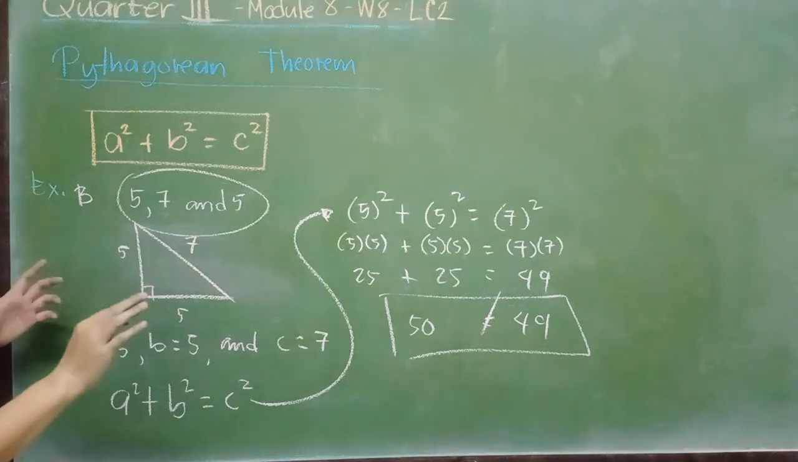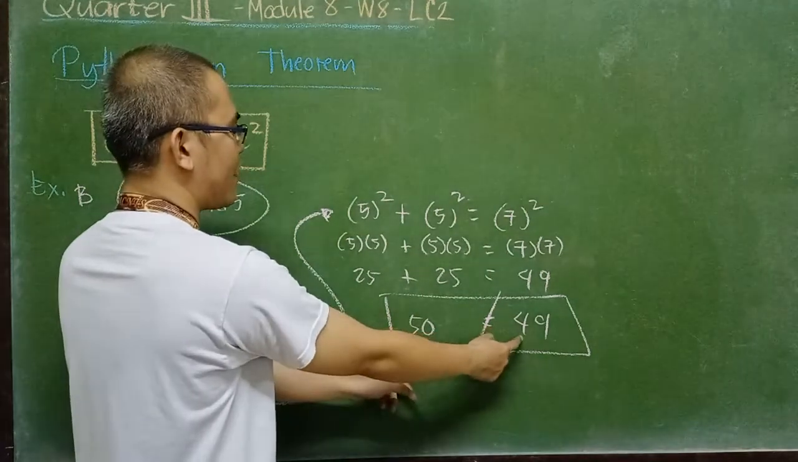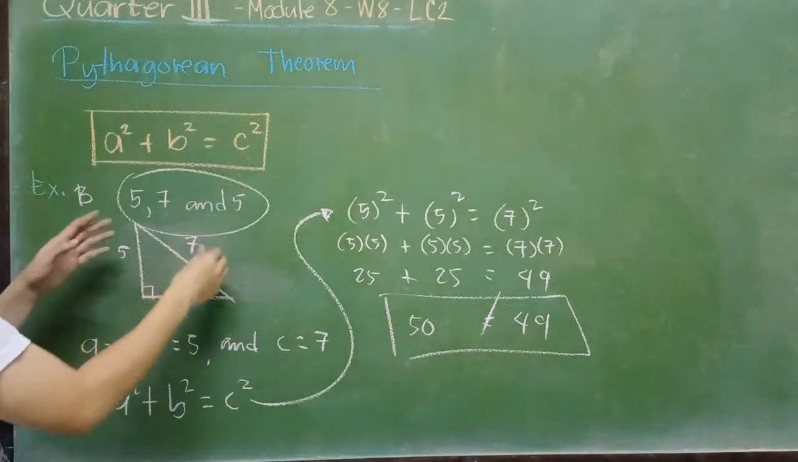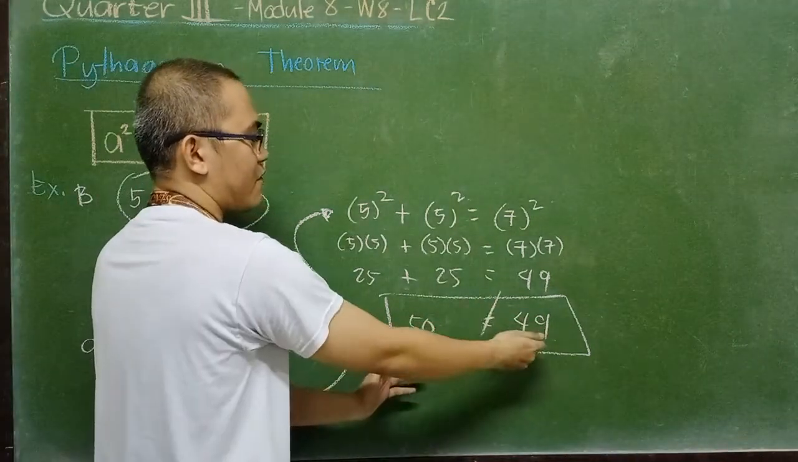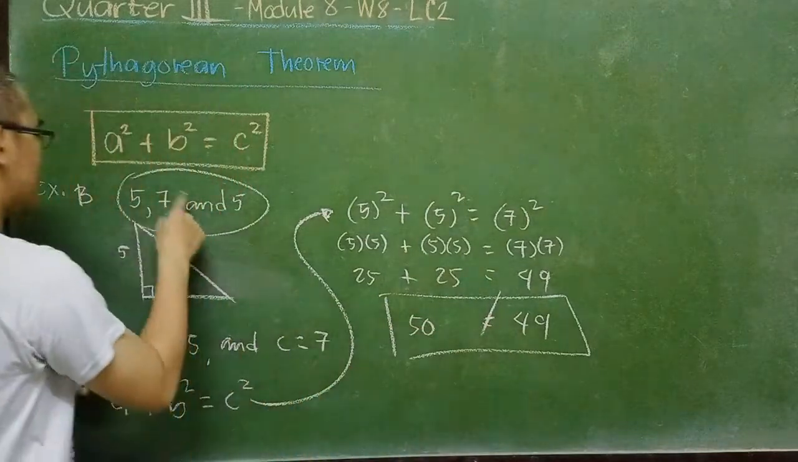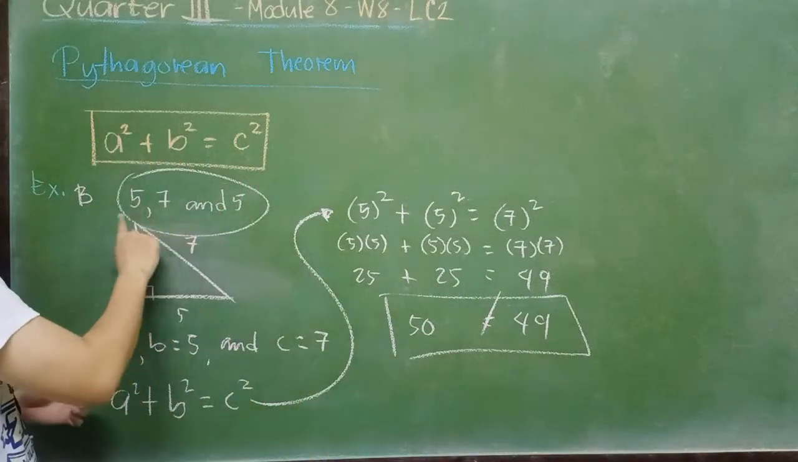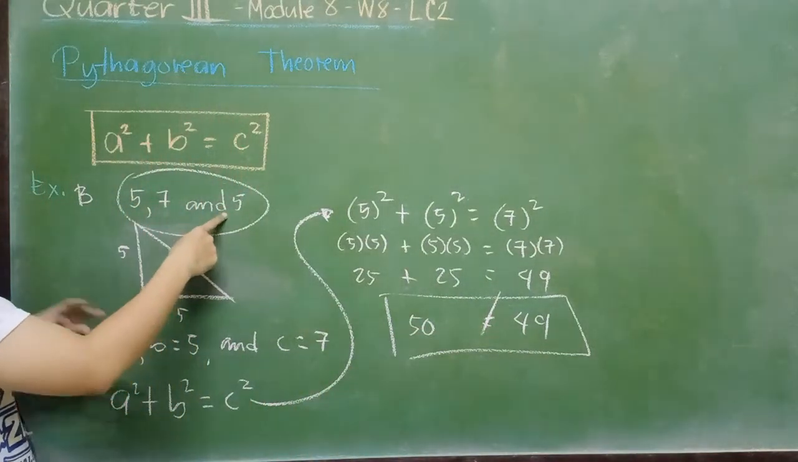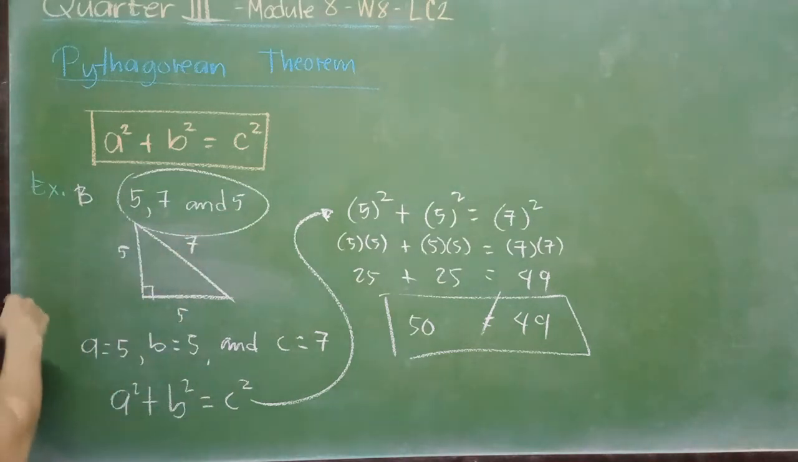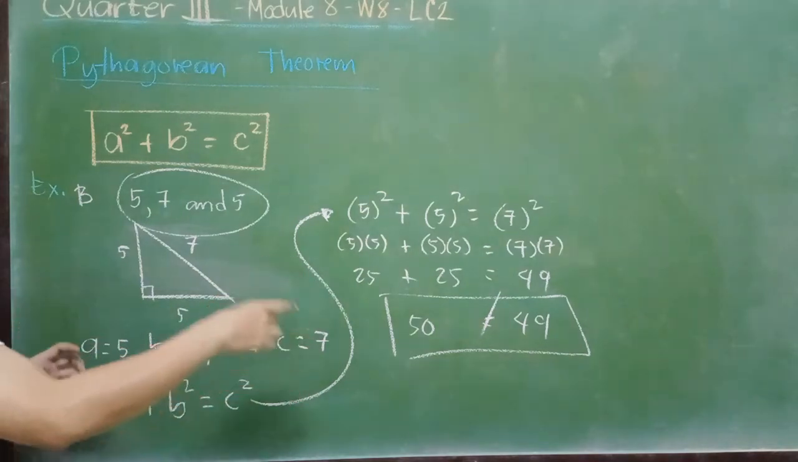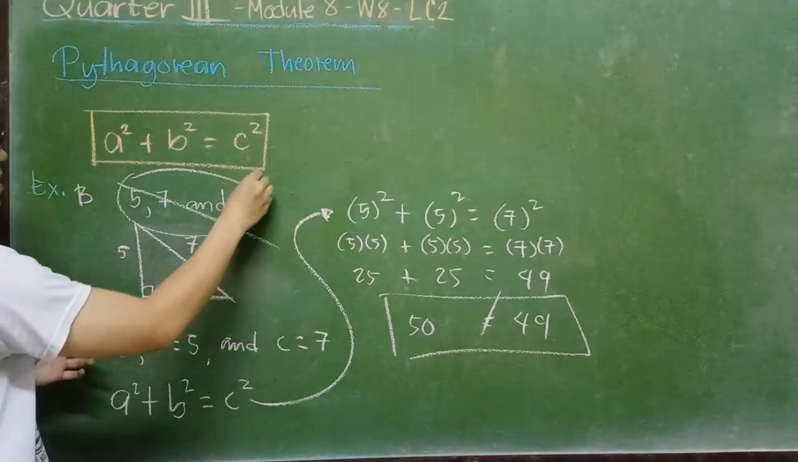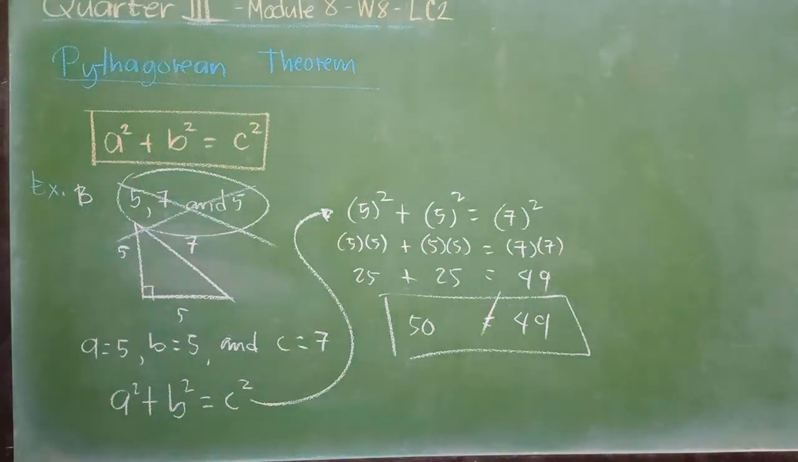Hindi sila Pythagorean triples kasi hindi nila sinasatisfy yung condition na yung A squared plus B squared is equal to C squared. Dapat equal sila para masatisfy yung condition na to. So since hindi sila equal, ibig sabihin, itong mga integers na to, yung mga combination ng integers na to, hindi sila Pythagorean triples. So yung example letter A, Pythagorean triple sila kasi nag-equal. Yung example letter B, hindi sila nag-equal, therefore hindi sila Pythagorean triples.